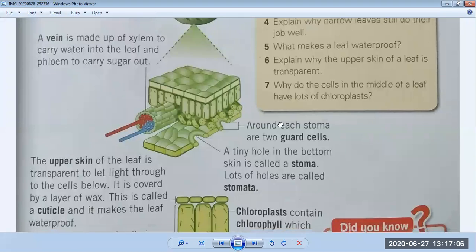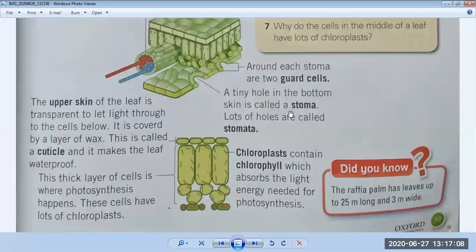Okay, now you will see the green chemical which absorbs the sunlight, that is called chlorophyll. And chlorophyll consists of many things. First, it has three parts. The one is given in your book. A chlorophyll consists of three parts: chloroplast, chromoplast, and leucoplast. But we will discuss only chloroplast inside the chlorophyll. So chloroplast contains chlorophyll, which absorbs the light energy needed for photosynthesis.